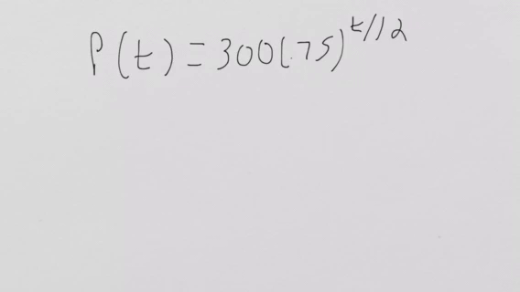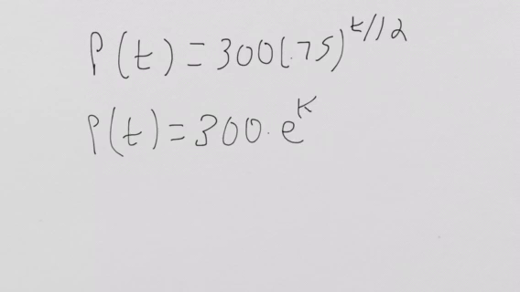If you want to convert this to Pert form, we know in Pert form we have a starting amount, P naught, which we can already see is 300, times e to the k times t. The key here is that both of these forms have t as the variable. But we need to figure out what the k value needs to be so that e to the k gives us the same situation that's happening here.